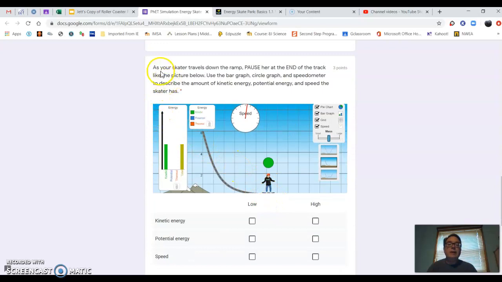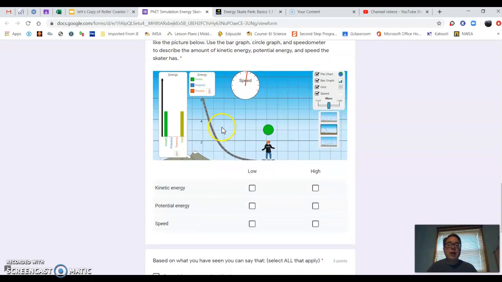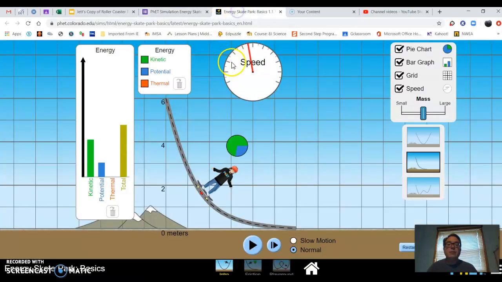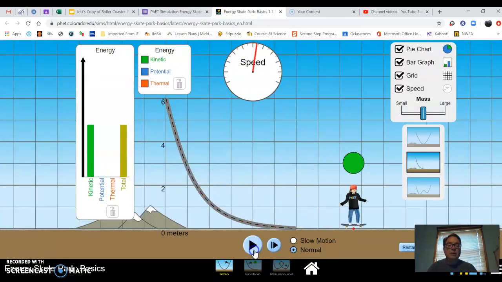And then finally, as your skater travels down the ramp, pause her at the end of the track. Like the picture below, use the bar graph, circle graph, and speedometer to describe the amount of kinetic energy, potential energy, and speed the skater has. Okay, so we'll do that. Switching back and pause. Anywhere in here is fine.